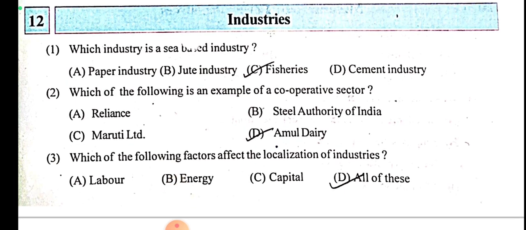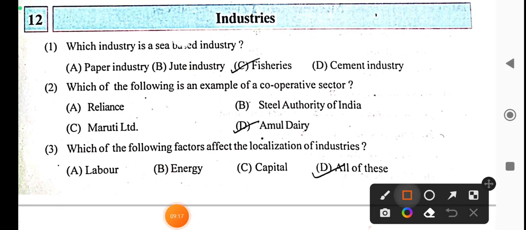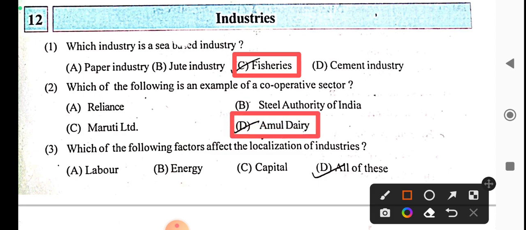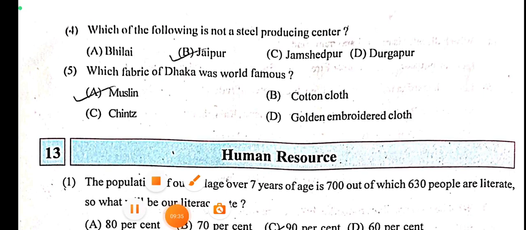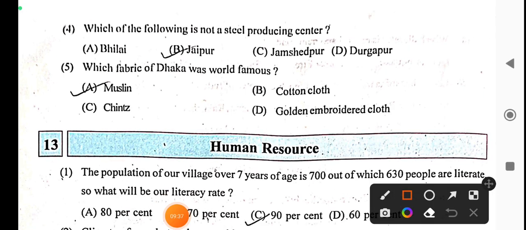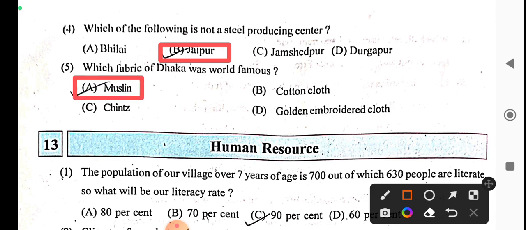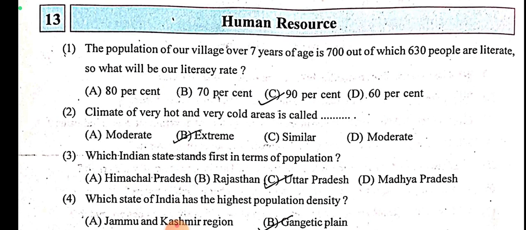Chapter number 12, Industries. Which industry is a sea-based industry? So, fishery. Which of the following is an example of cooperative sector? So, Amul Dairy. Which of the following factors affects the localization of industry? So, all of the above. Labor, energy and capital. Which of the following is not a steel production center? So, Jaipur. Which fabric of Dhaka was world famous? So, Muslin, Malmal. Chapter number 3, Human Resource.